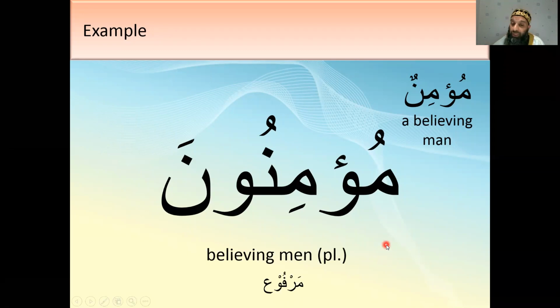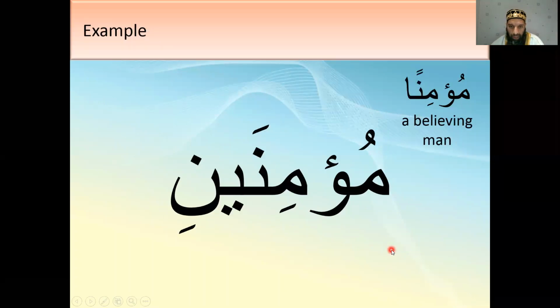So when you see mu'minuna, you know what it means now. It means many mu'mins, many believers. When you see mu'minina, it means many believers. Mu'min. It's just the case is different, but the meaning is the same. Mu'minuna means the same as mu'minina. Okay, mu'minaini. Look at your table. Look at the masculine table. What does mu'minaini mean?